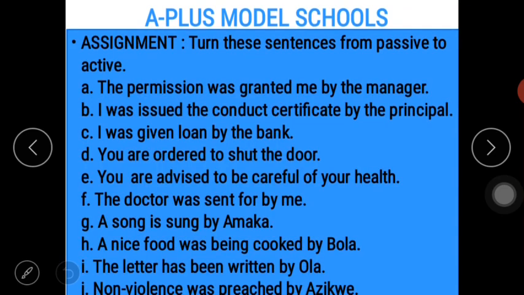So now I want you to change all these sentences from the passive to active. They are in passive form, so you change them to active. Remember what we did, we changed from active to passive. But this time you are changing from passive to active. The permission was granted to me by the manager. So you can have, the manager granted me permission. So study them and do them on your own.